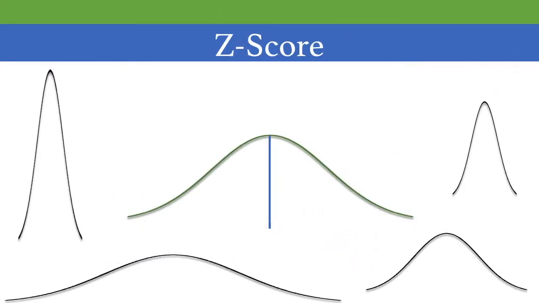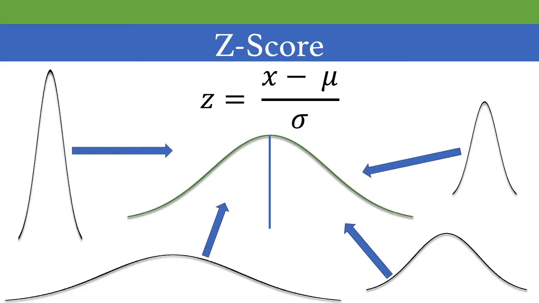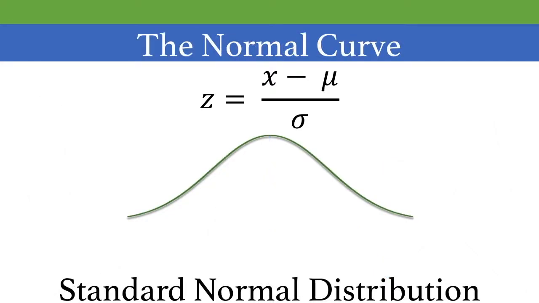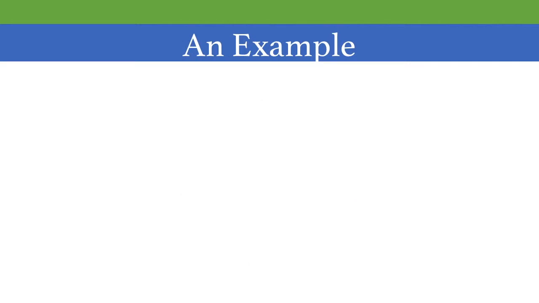In the last video, I introduced you to the z-score and how this simple formula can take any normal distribution and point it back to just one, the standard normal distribution or the standard normal curve. It has a mean of 0 and a standard deviation of 1. I think the easiest way to see how it works is just with an example. So we're going to dive in.